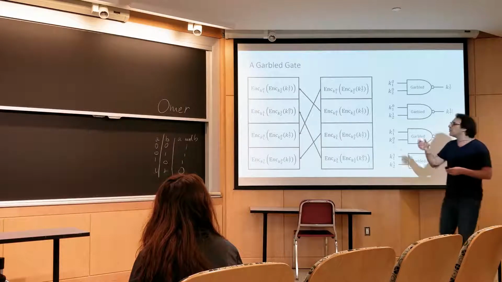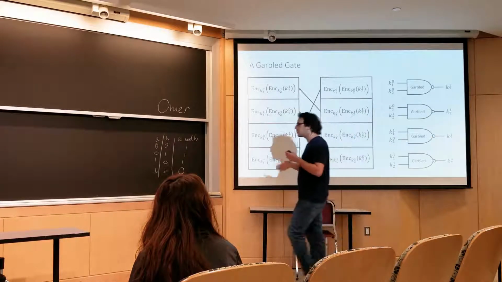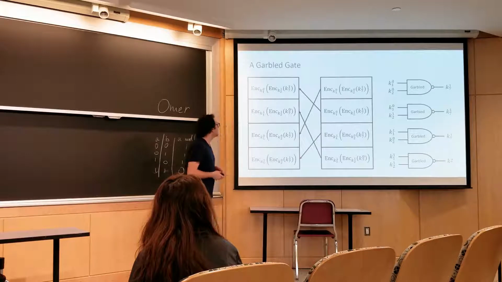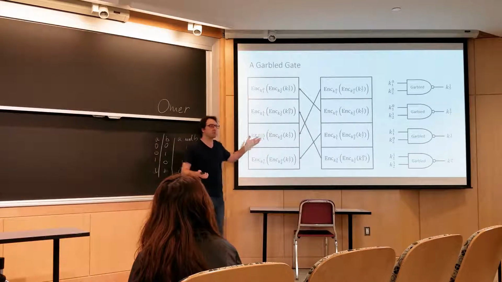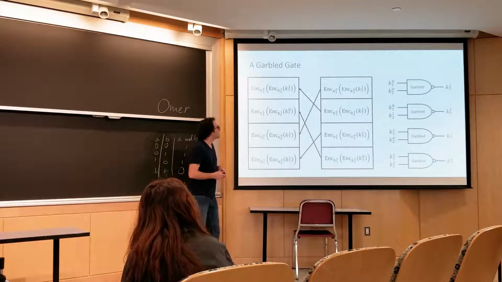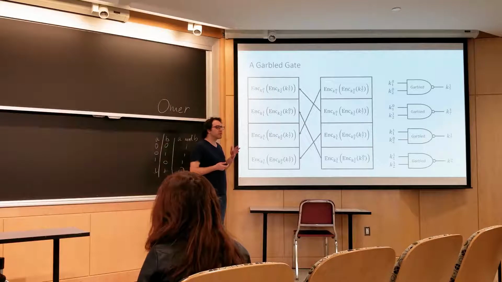We're going to give you all of these four double encryptions, but in a random order. So now you have no idea if this third row corresponds to this configuration or this configuration. You don't. So this is a good idea for security, but it introduces some difficulties.